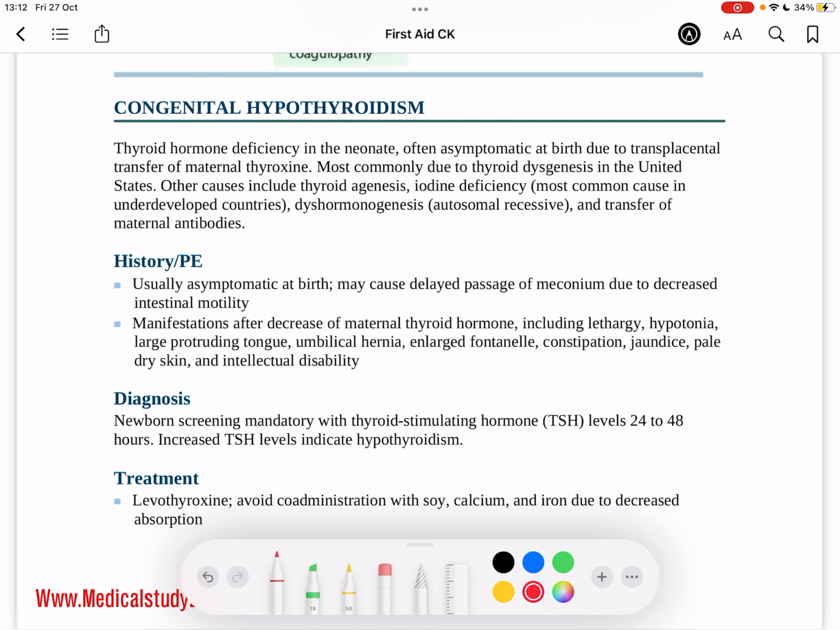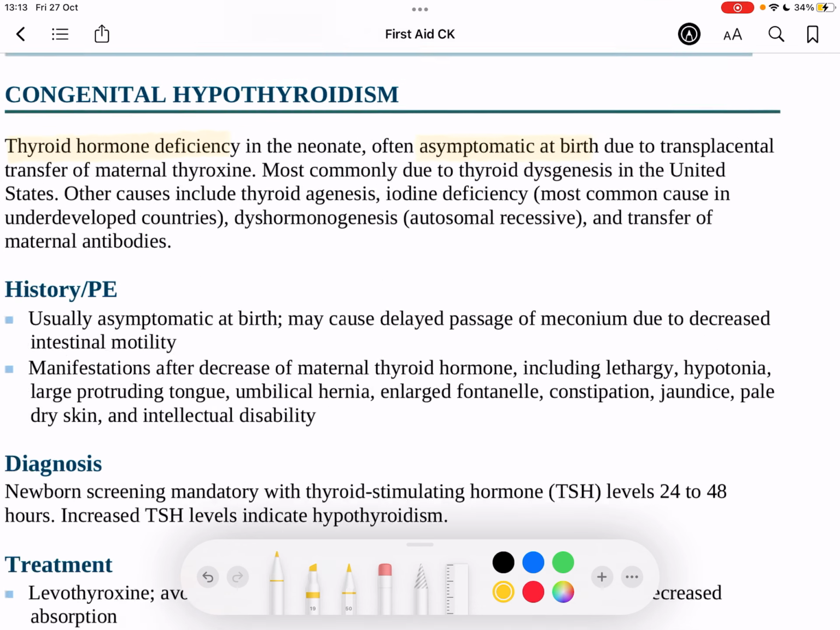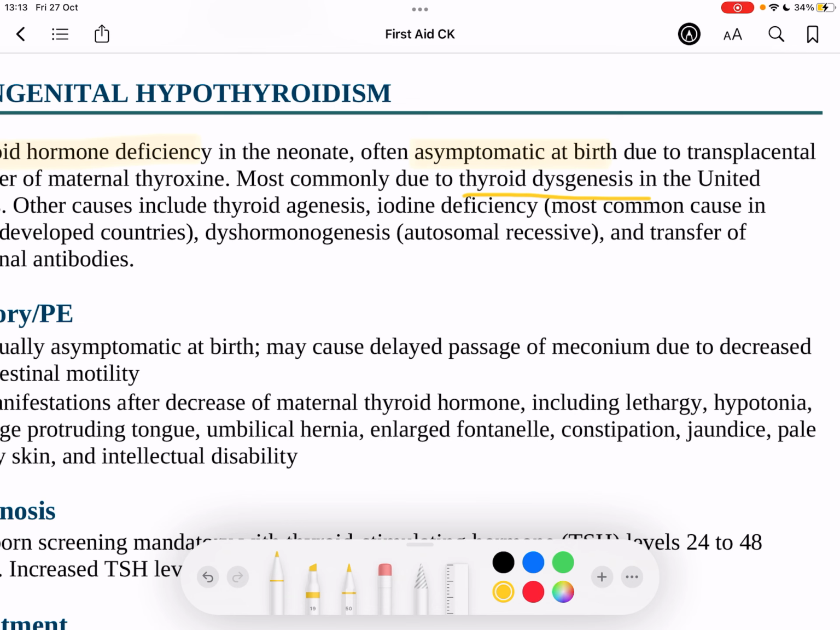So let's talk now about congenital hypothyroidism. So congenital hypothyroidism is a thyroid hormone deficiency in the neonate. It's often asymptomatic at birth, and that's due to the transplacental transfer of maternal thyroxine, okay? So you won't be seeing the signs and symptoms of thyroid hormone deficiency at birth. Most commonly, it is due to thyroid dysgenesis, okay? Especially in the United States, okay?